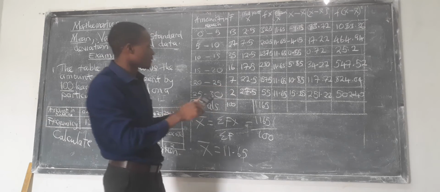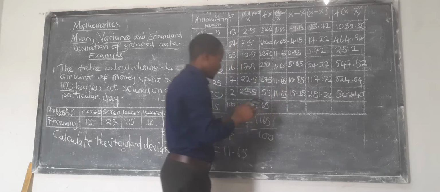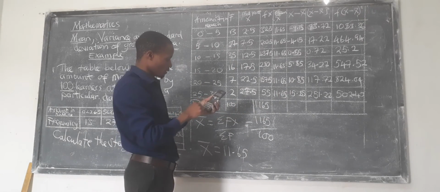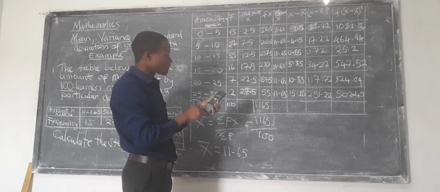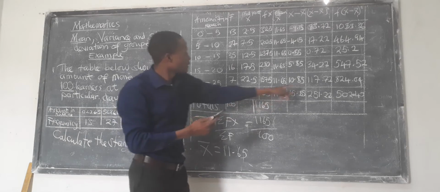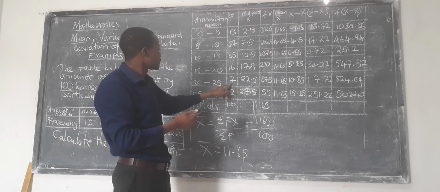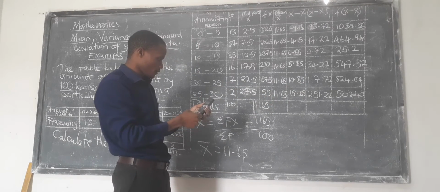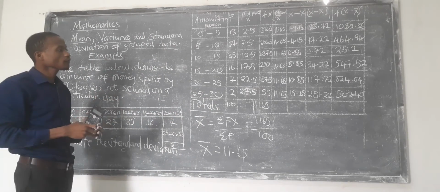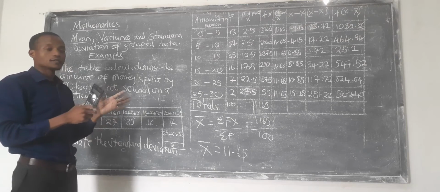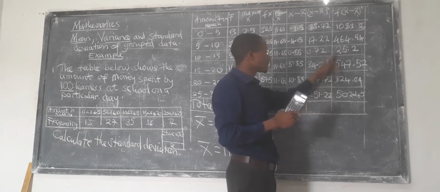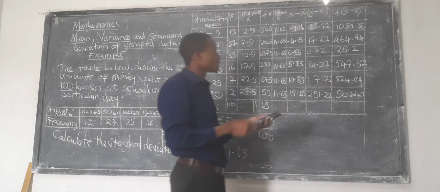Okay, let me just confirm this one, so that I might be sure that you made a mistake. So it's 117.72 times the frequency, which is 7. It's correct, I didn't make a mistake. Now, what you need to do is find the sum of these. You add them on your calculator.